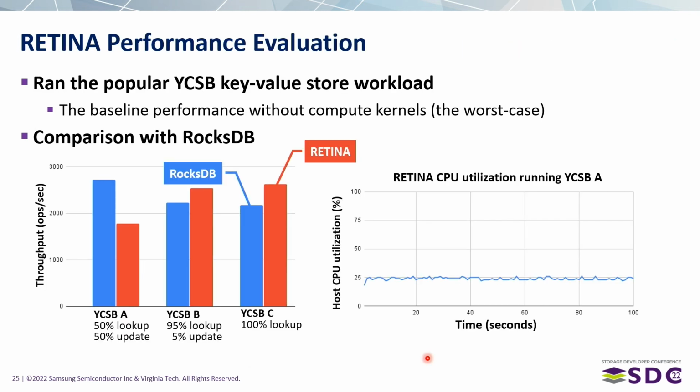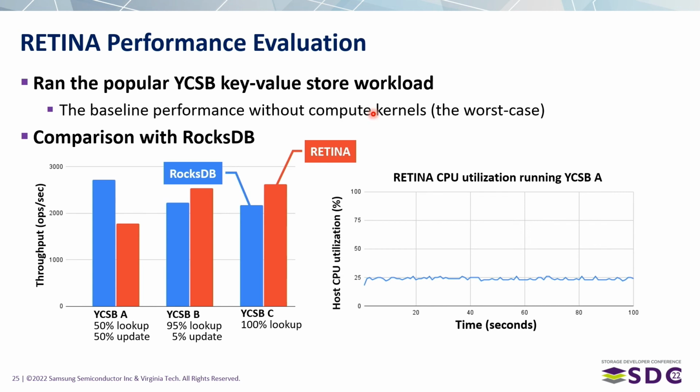So we implemented the RETINA computational key-value store pipeline with the SmartSSD Gen 1, initially with the Xilinx OpenCL API. And we ran the popular YCSB key-value storage workload. YCSB is a standard benchmark to evaluate key-value storage performance. And in this example, we just run the YCSB workload without any compute kernels.